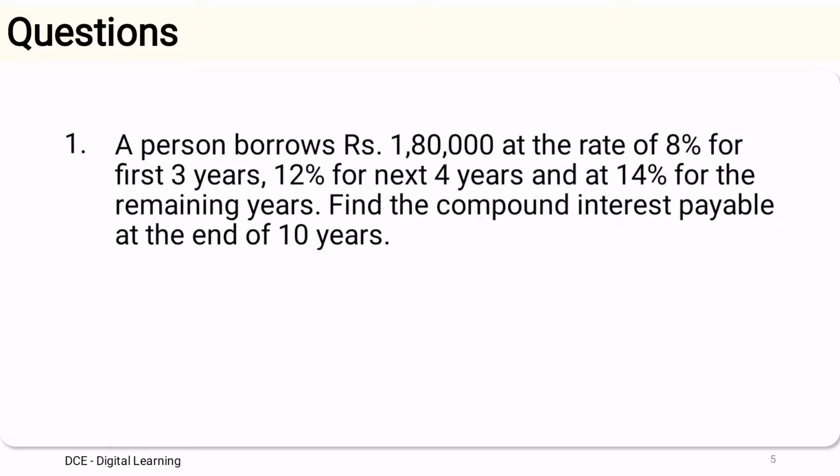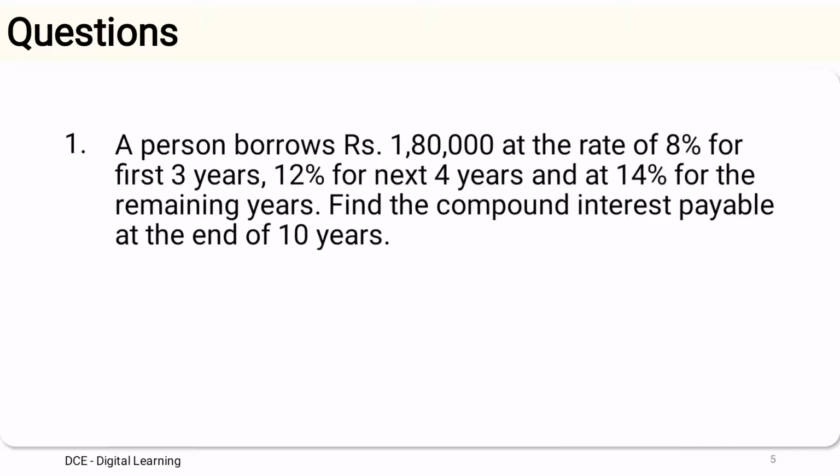A person borrows rupees 1,80,000 at the rate of 8% for the first 3 years, 12% for 4 years, and at 14% for the remaining years. Find the compound interest payable at the end of 10 years. So dear students, we have to find out the compound interest at the end of 10 years. The principal amount is 1,80,000. The sum borrowed is rupees 1,80,000.